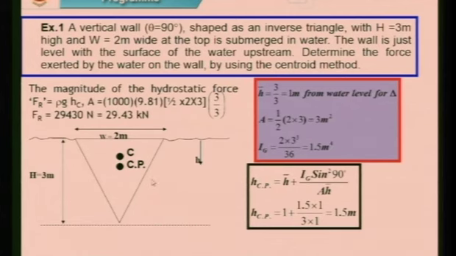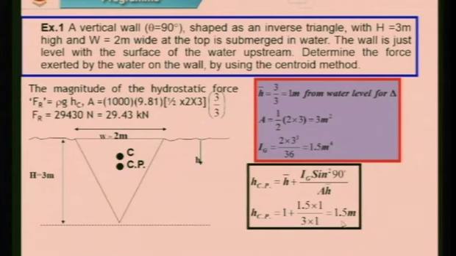The centroid is at a distance of 1 meter, because height is 3 meter. I divide h by 3, 3 by 3 becomes 1, but you can see the center of pressure, by the cursor I am showing, it is 1.5 meter. So definitely the gap is half a meter this time. So you can see how the shape influences the location of center of pressure.